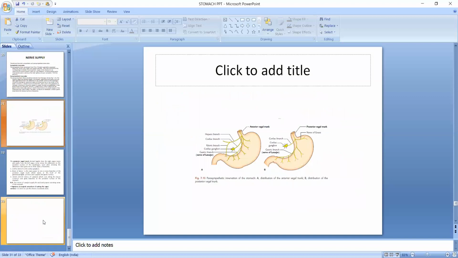So this is all about our stomach, and we have discussed each and every part of it. We have discussed its general features, its components, blood vessels, lymphatics, nerve innervation, and everything.